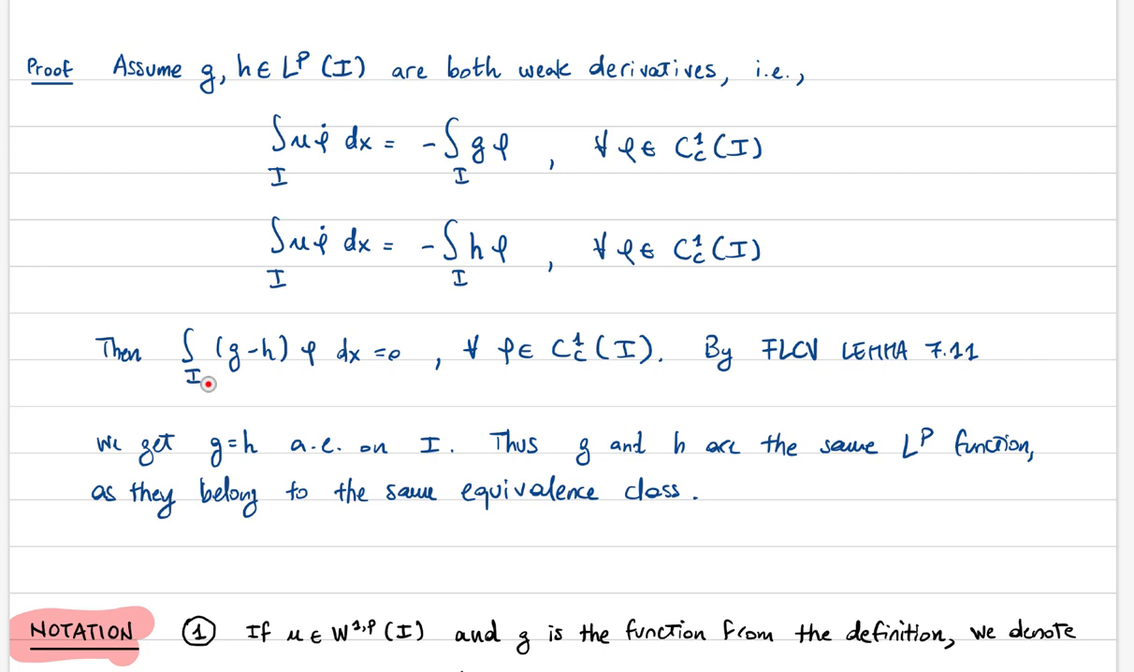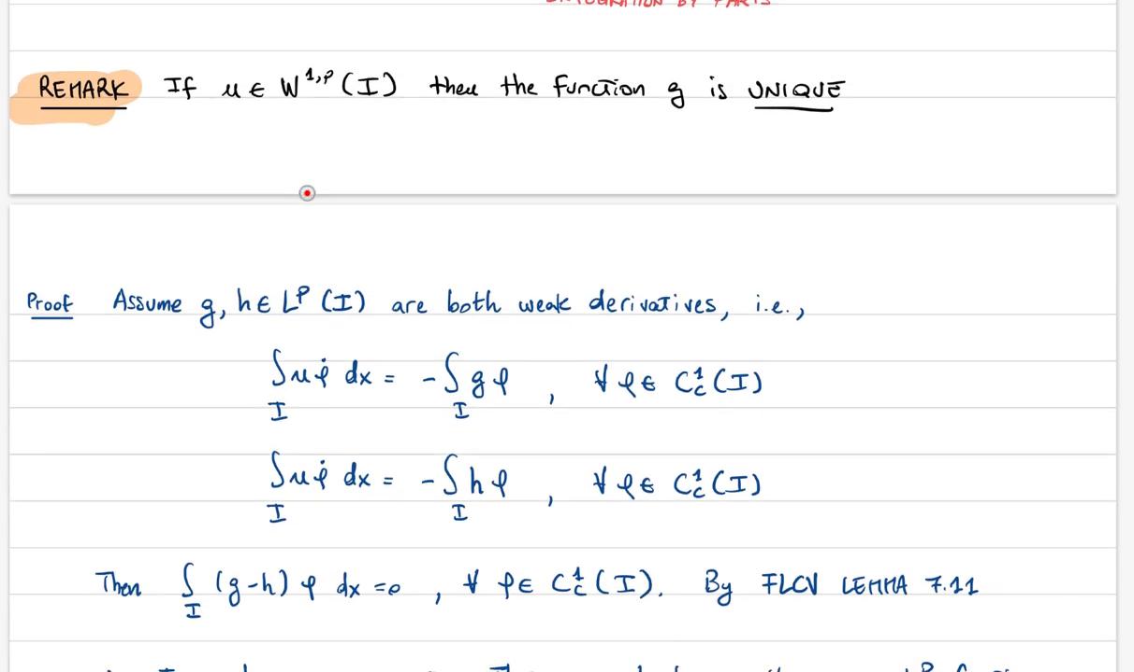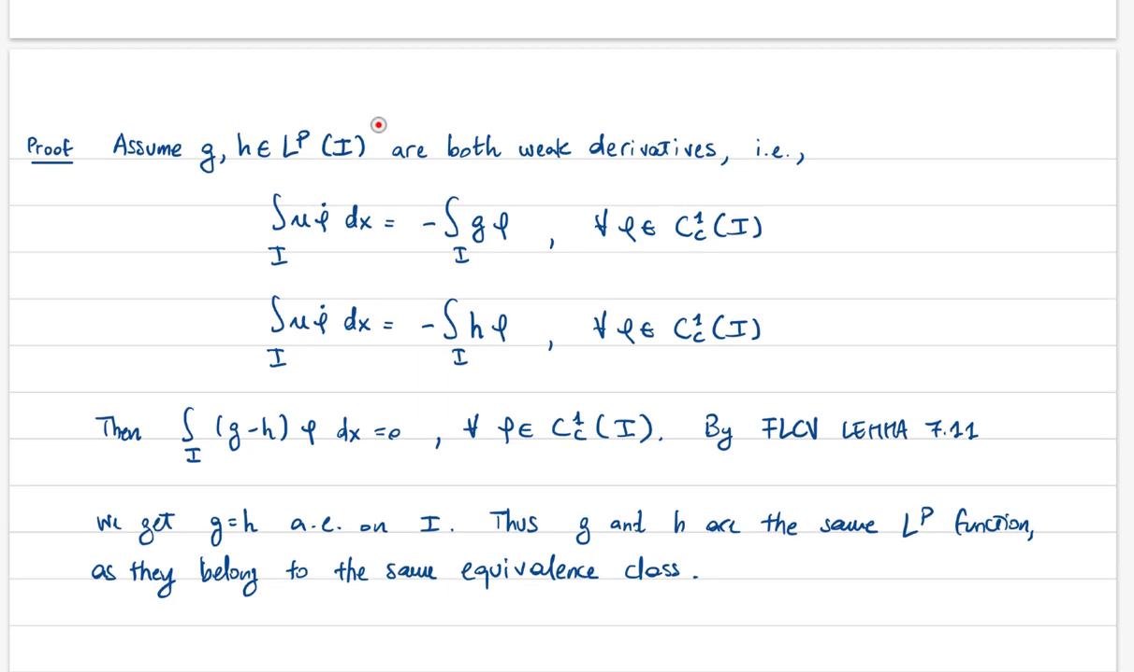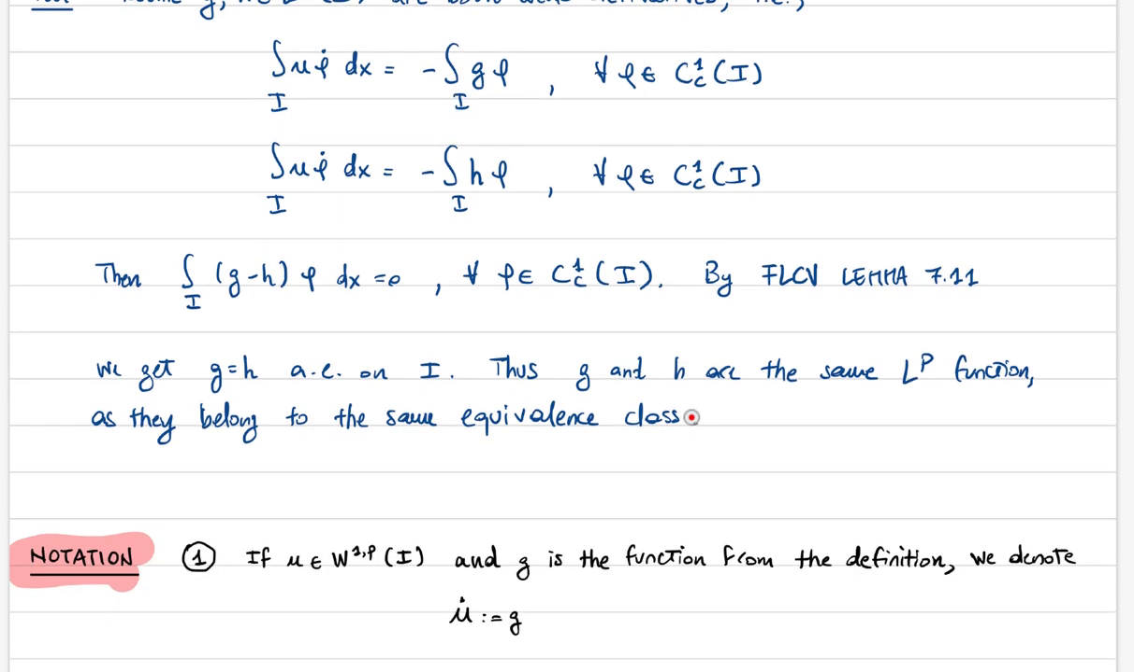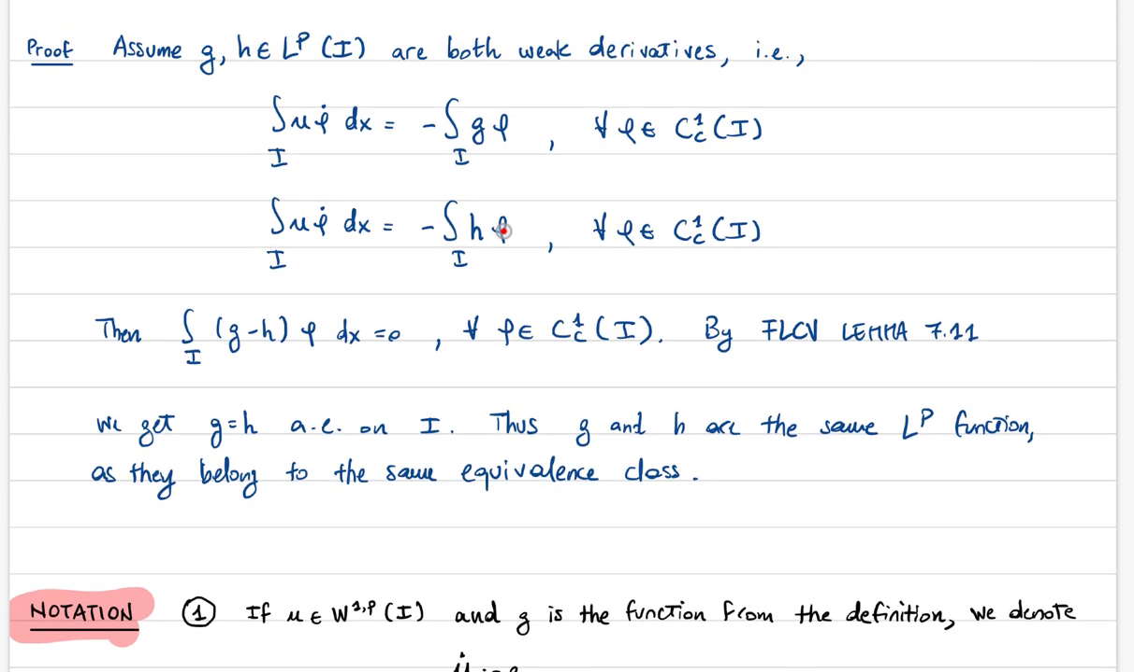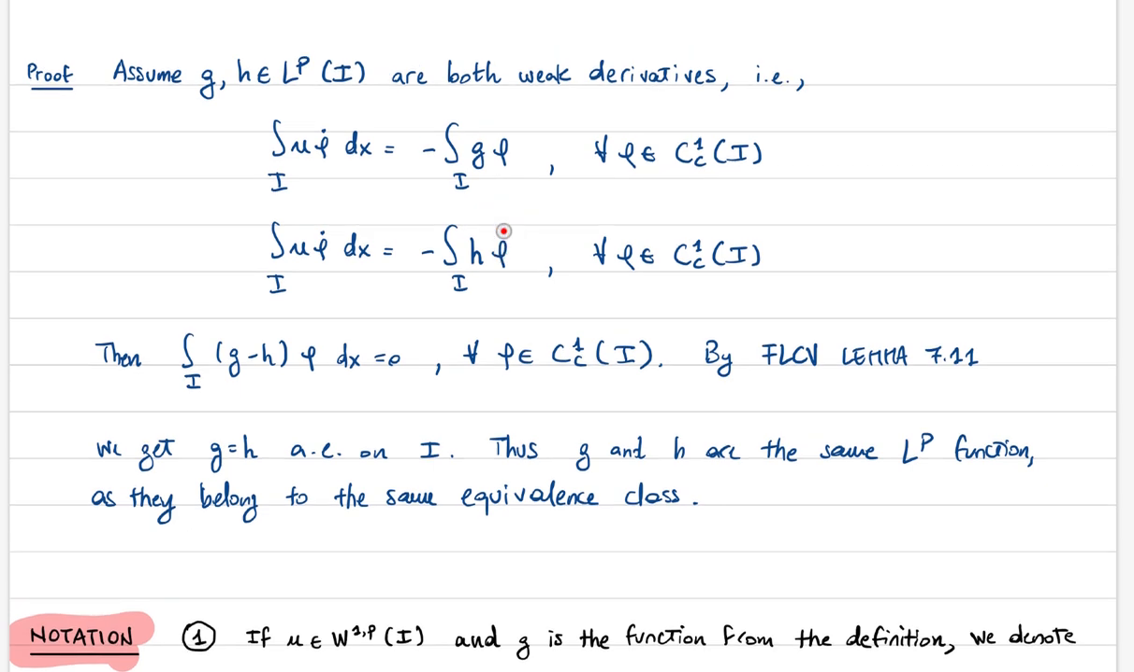And so from this we get that the integral over I of g minus h times phi is 0 for all test functions. And this is exactly the assumption of the Dubois-Reymond lemma, since we're assuming that u belongs to W^{1,P}, which means that u belongs to L^1 by definition, and so u in particular belongs to L^1_loc, which was the assumption of the fundamental lemma. And therefore from the fundamental lemma we conclude that g minus h is 0 almost everywhere, meaning that g is equal to h almost everywhere on I. Therefore g and h are the same L^P function, as they belong to the same equivalence class, and this shows that the weak derivative is unique.